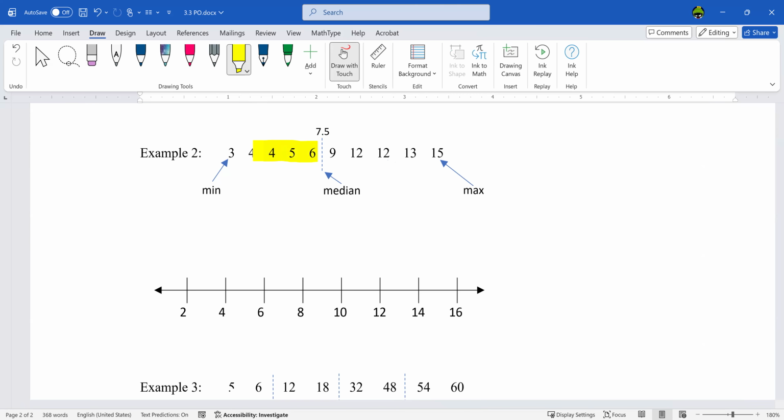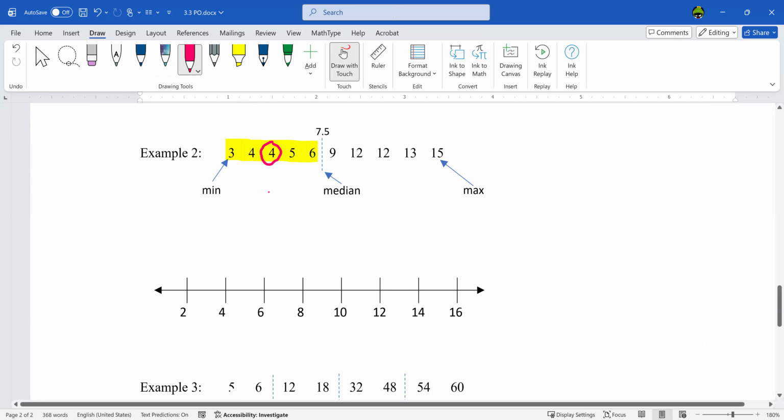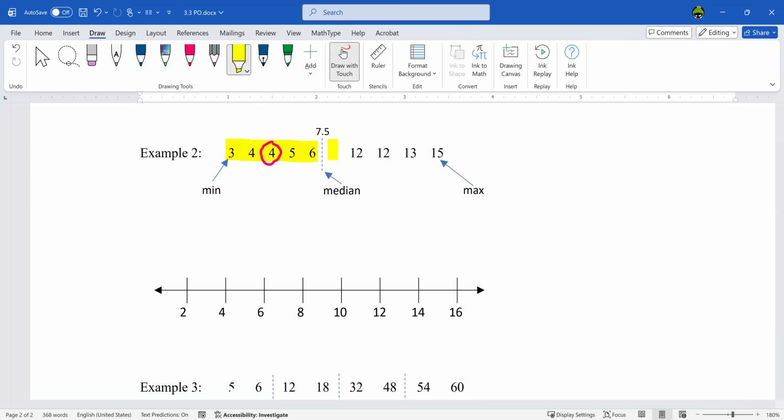Once again, Q1 is the middle of the lower half. So there is my Q1. My Q3 is the middle of the upper half. So there is my Q3. I have my minimum, I have my Q1, I have my median, I have my Q3, I have my max. My minimum is at 3, my maximum is at 15.